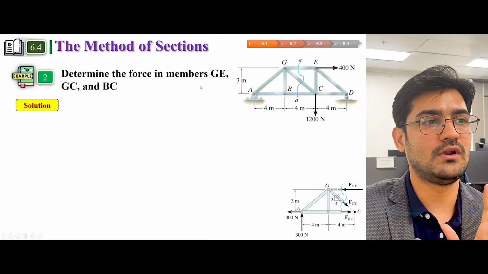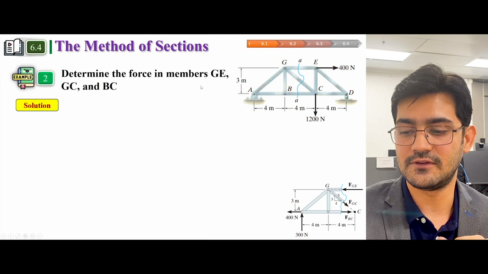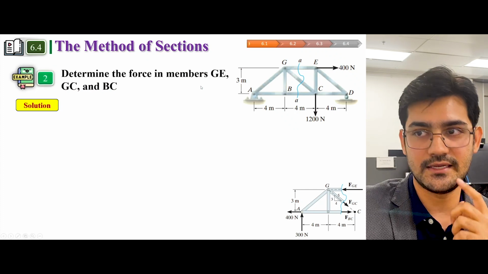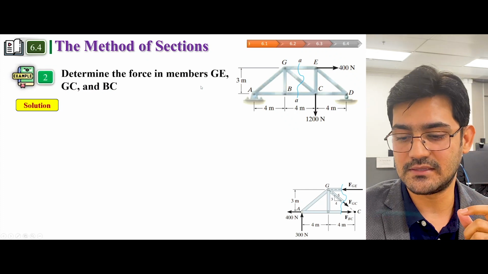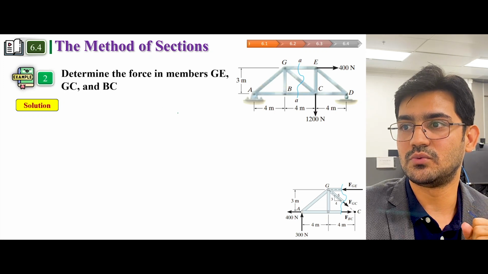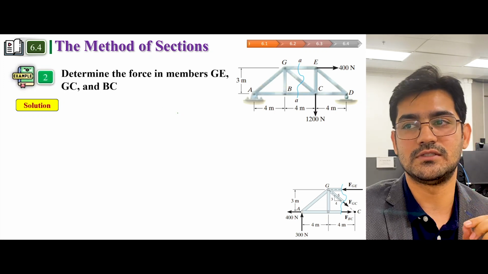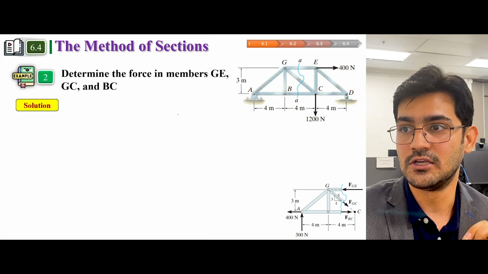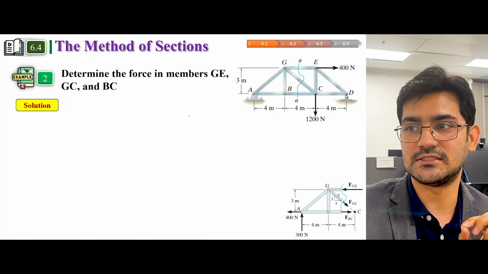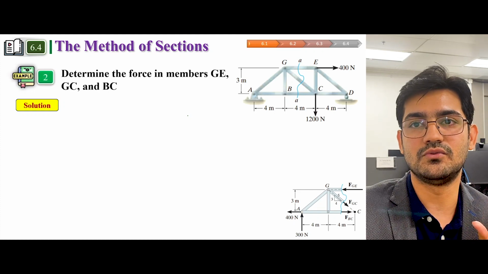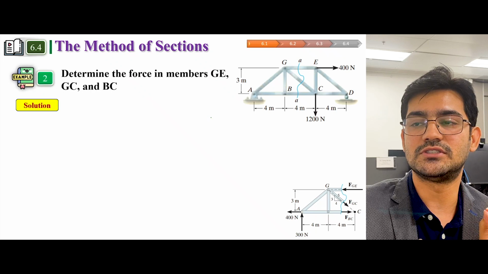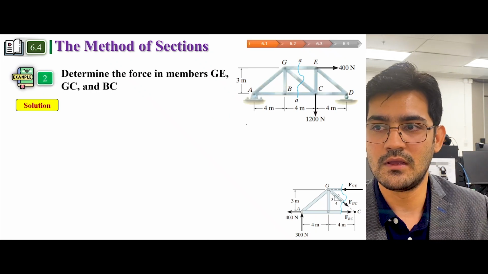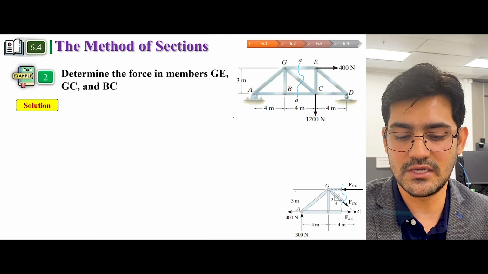Okay, so the last section is about the method of sections. Method of sections is another method in which you can find the forces, and it is used when you don't have to find all the forces. If you are interested in only some of the forces, you can find them using this method. So what does this method suggest? Before using the method of sections, you first have to figure out the reactions at the supports, and you can find these using the equations of equilibrium.